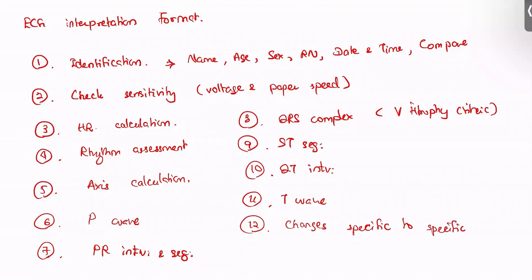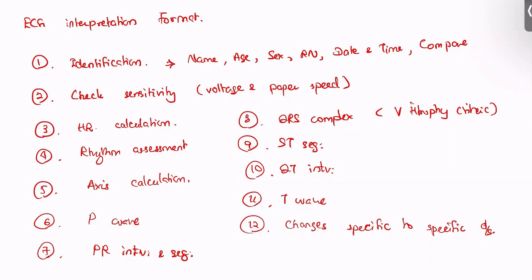Okay, there might be many ECG formats, but this is the one I usually adopt. Number 12, changes specific to specific diseases, means things like J waves in hypothermia. It is usually not in the PQRST, but J waves, epsilon wave, like that. Since you check the waves, segments, and intervals step by step, you will not miss any single thing. So identification is the first step we need to know.